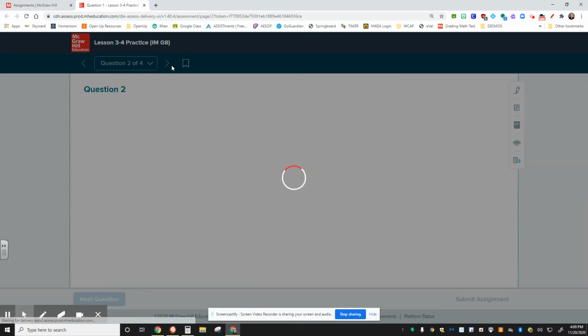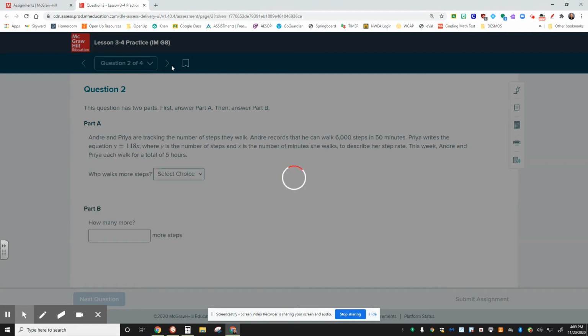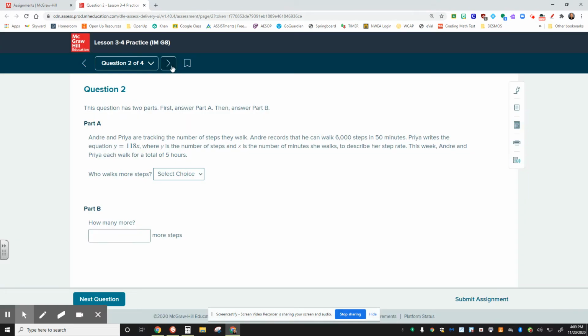The next question, question 2. There are 2 parts to this question. First off, Andre and Priya are tracking the number of steps they walk. Andre records that he can walk 6,000 steps in 50 minutes, and Priya writes the equation y equals 118 times x. Here's where our next set of important information comes in.